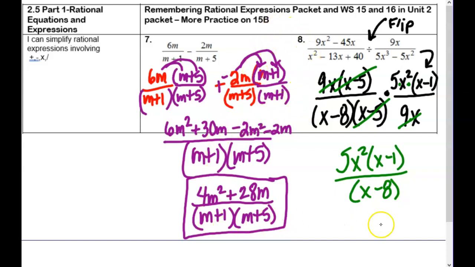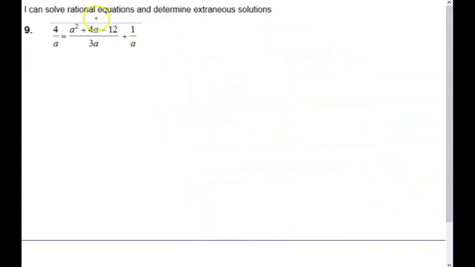Then there's the tricky ones where you have to multiply through and solve. Multiply through by the common denominator to solve. Okay, what is the common denominator here? 3 and a, everybody good? So I'm going to multiply each of these terms by a 3a.